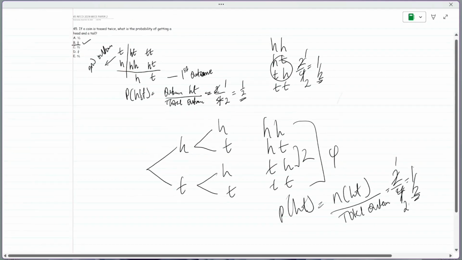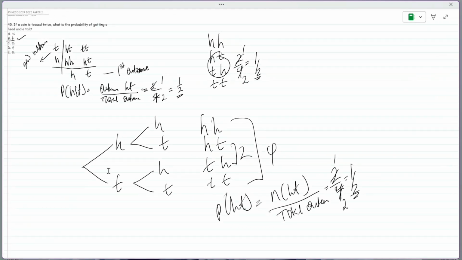So you can either choose to use a table, a tree diagram, or do it manually. Whichever one you're comfortable with, you apply it. Probability is actually easy, but you have to be able to comprehend the question.